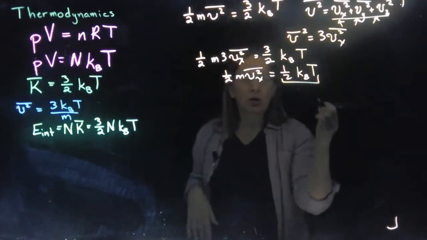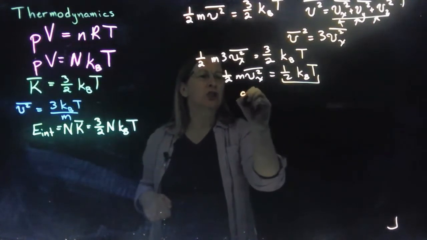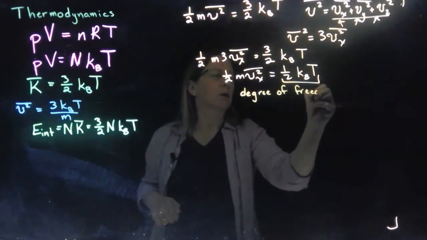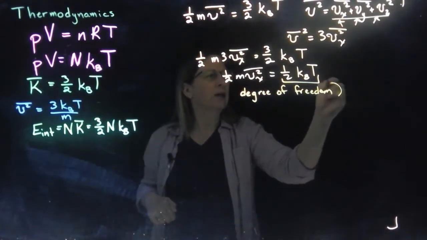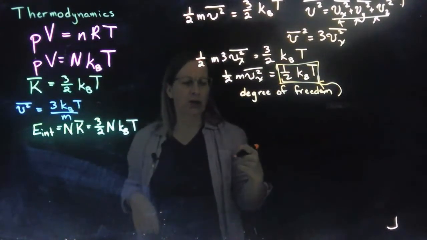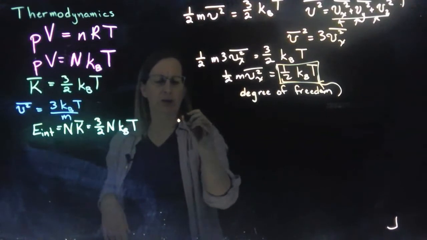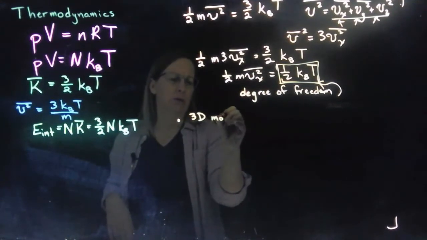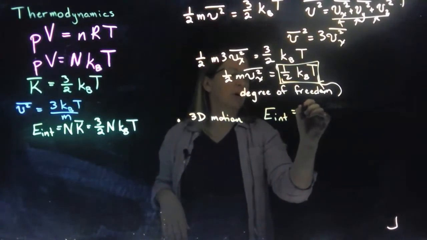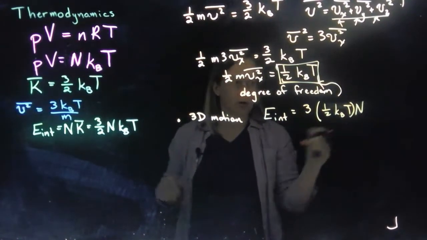And so what we say is we can generalize this: for every degree of freedom, as it's called, and we'll talk about what that means in a minute, we get an additional 1/2 kBT added to our internal energy. So for a monatomic particle, we can move in 3 dimensions, right? So 3D motion.